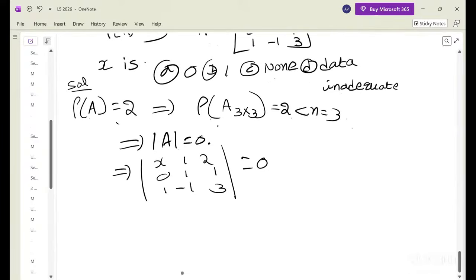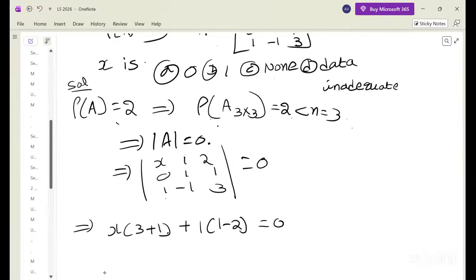Now, expand. You can expand along any row or any column; you do as you wish, but we should get the same answer. Here I have expanded column-wise: (minus 1) to the power 3 plus 1, times the minor with 0 and anything, then 0, 1, 1, 2, 1, 1, 1, minus 2. I get 4x minus 1, so x is 1 by 4. The options are 0, 1, none. The data is sufficient, we could get the answer, but it is not among the options. So C is the answer.